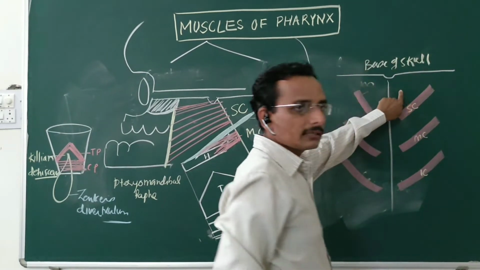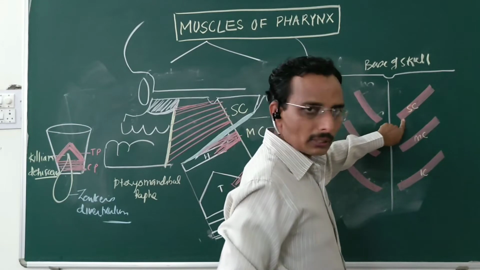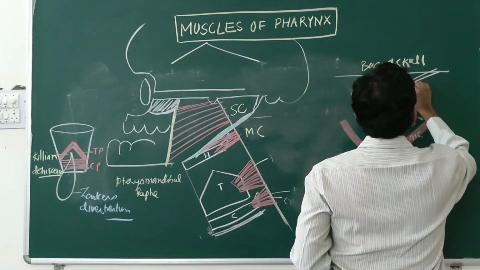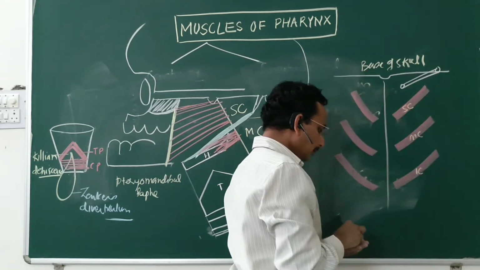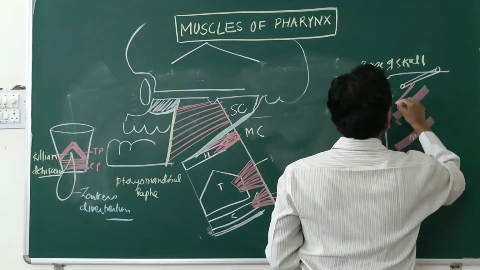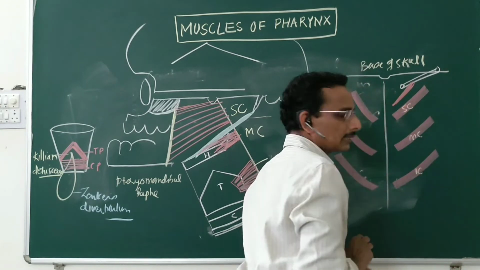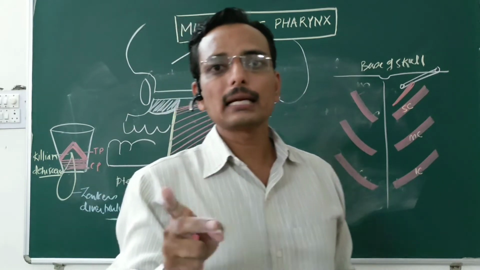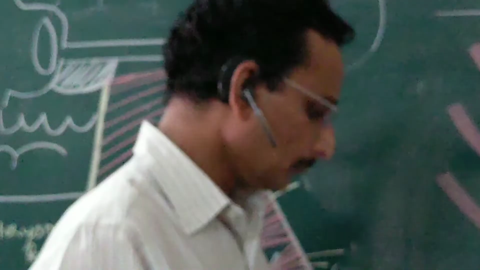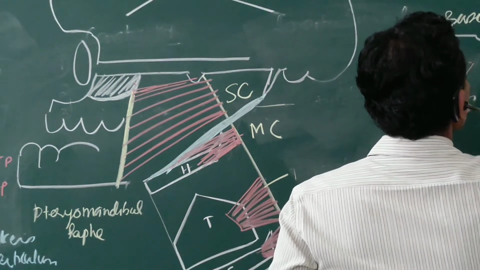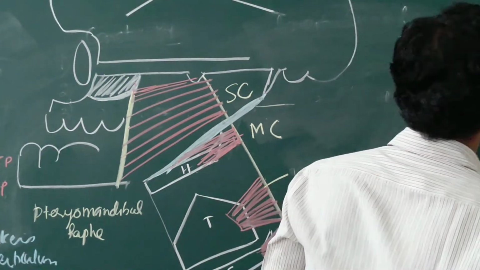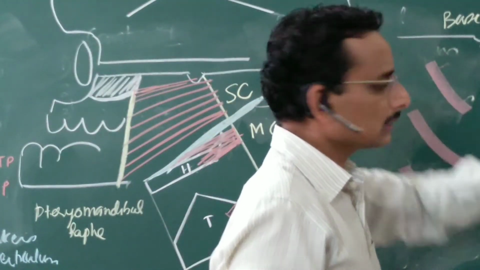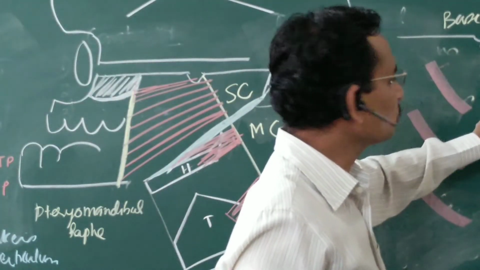Which structures pass between the base of the skull and the superior constrictor? First is the auditory tube. The muscle attached to it is the levator palatini muscle. And two arteries: the ascending palatine artery and the palatine branch of the ascending pharyngeal artery. These four structures pass between the base of the skull and the superior constrictor.